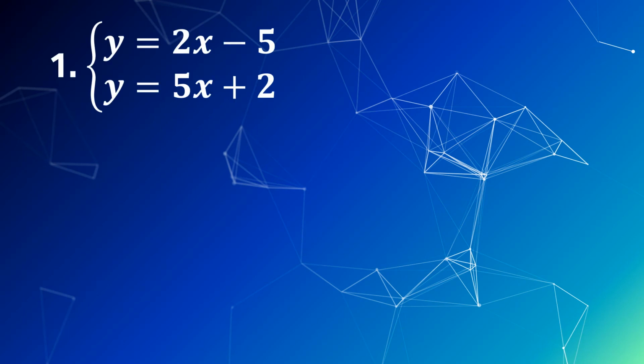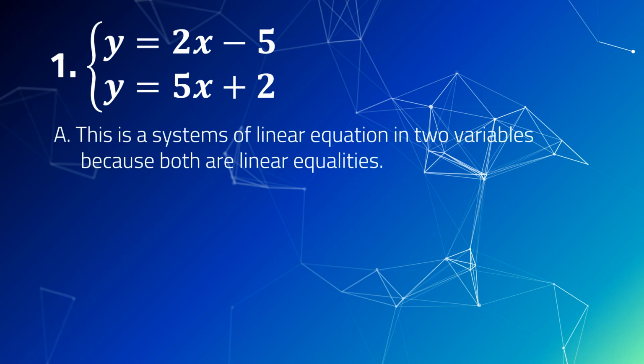Okay, let's have the first one. y is equal to 2x minus 5, and then y is equal to 5x plus 5. The braces symbolize that these two are working simultaneously, or that they are paired and can be solved simultaneously. So this is a system of linear equations in two variables because both are linear equations. As you can see, these have two variables, x and y.